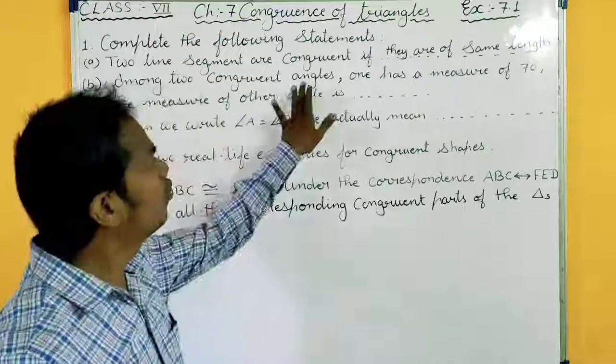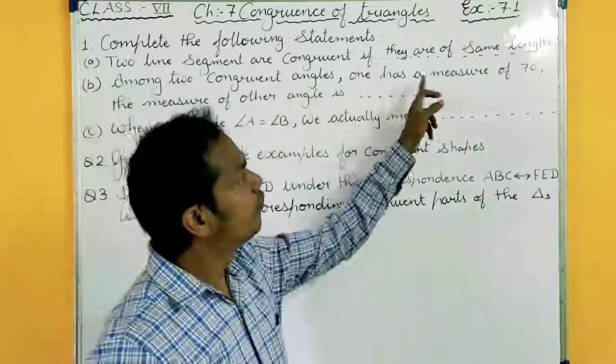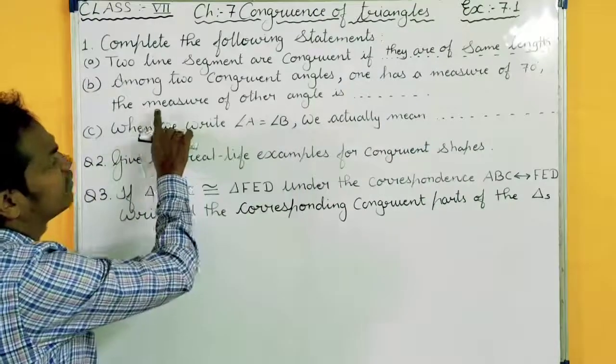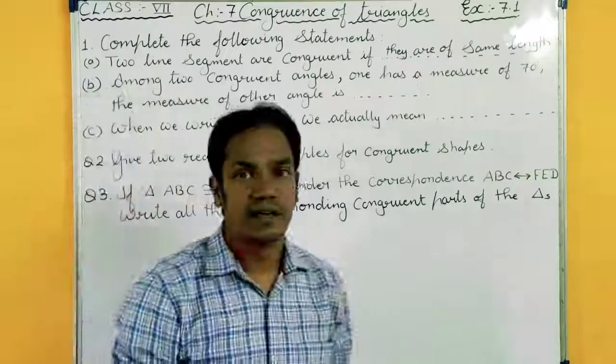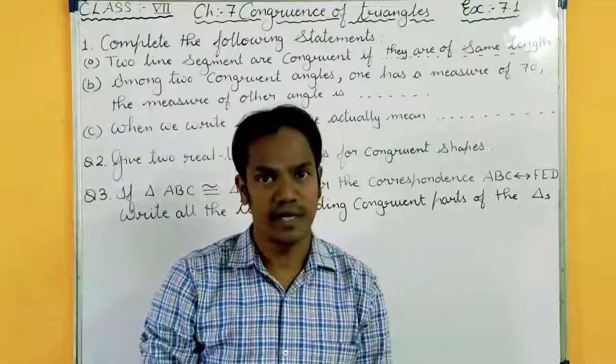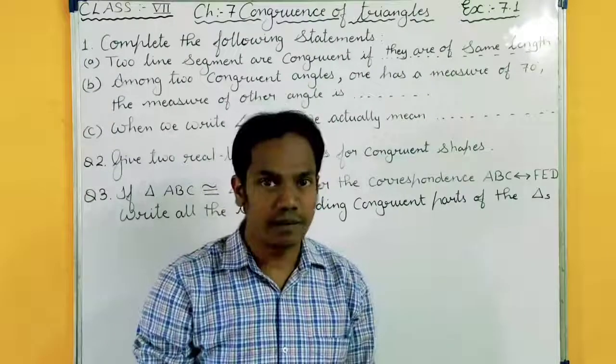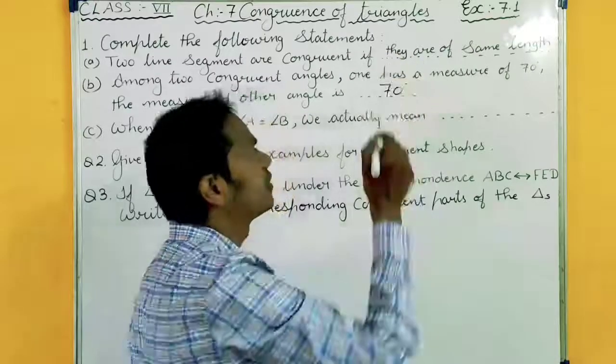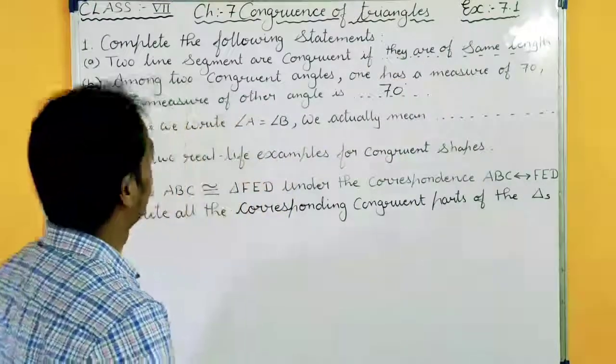Okay, among two congruent angles, one has a measure of 70 degrees. The measure of the other angle is, if both the angles are congruent, it means the measurement of both the angles will be the same. So the other angle will also be 70 degrees.